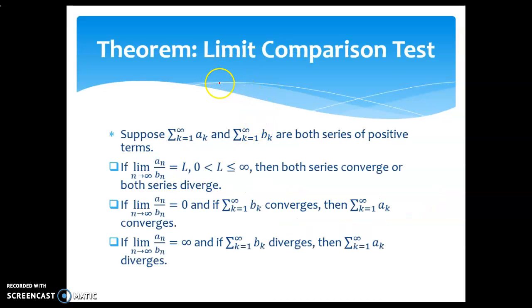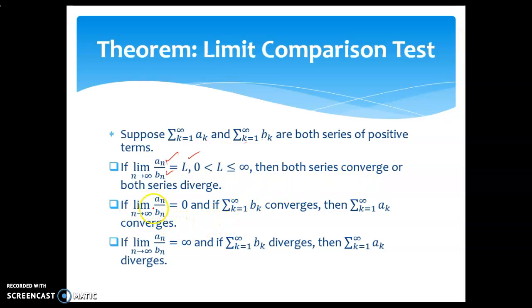So we are going to discuss the limit comparison test. Suppose you have a series, the sum of a_k for k equal to 1 up to infinity, and the sum of b_k for k equal to 1 up to infinity. Both of them have positive terms. So if the limit of a_n over b_n is equal to L, there's a chance that both of them converge or both of them diverge.